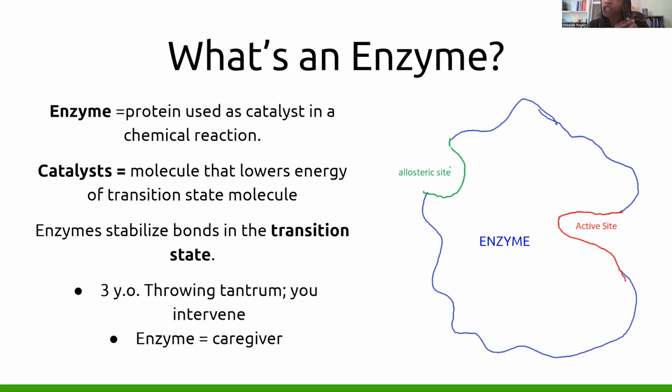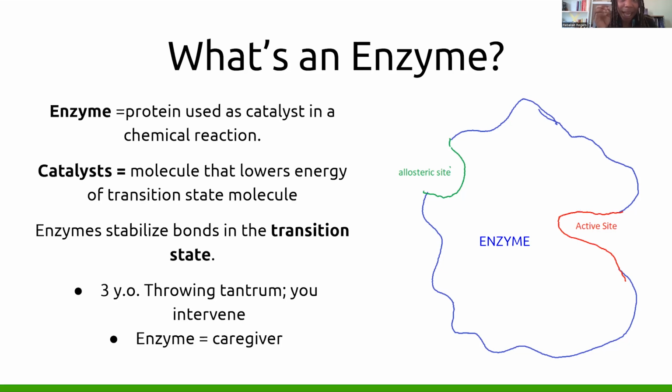That could be because it's changing the actual structure of the transition state. That could be because it's removing some of the tension in the bonds by allowing it to bind with other things in the active site of the enzyme. But in some way, catalysts are always going to lower the energy of the transition state molecule. All enzymes are catalysts, but not all catalysts are enzymes. So you can have other things that speed up a reaction by reducing the energy of the transition state that are not enzymes, but are, by definition, a catalyst.